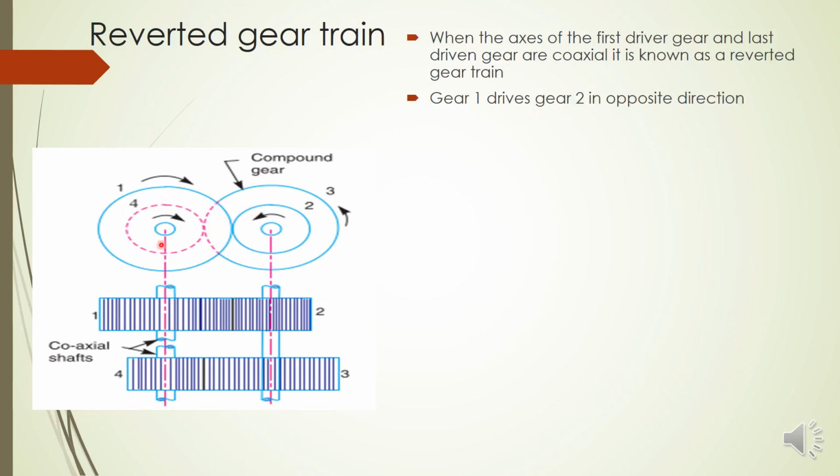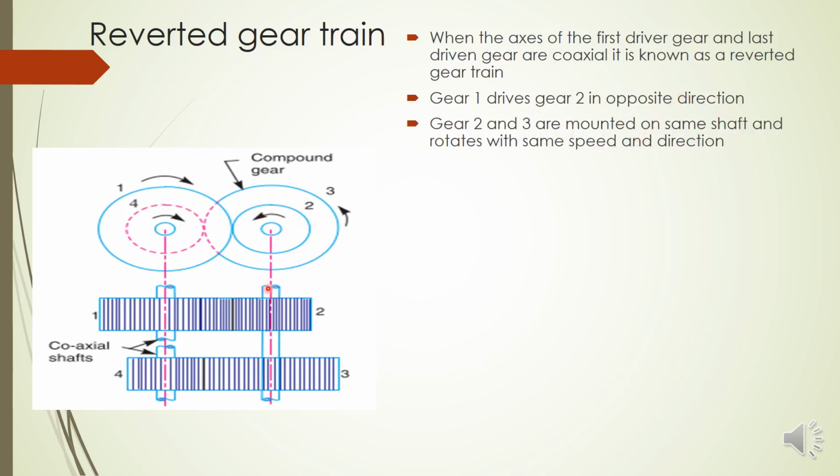So what will be the equation for this? Gear 1 rotates gear 2 in the opposite direction, and gear 2 and 3 are mounted on the same shaft. So 2 and 3 will rotate in the same direction. Gear 3 drives gear 4 in the opposite direction. You can see here 3 and 4 are connected. So 1 and 2 are connected, 3 and 4 are connected, and 2 and 3 are on the same shaft. This equation we need not derive again because this is also a compound gear train, so the equations will be the same. The only thing is the first shaft and last shaft are coaxial.